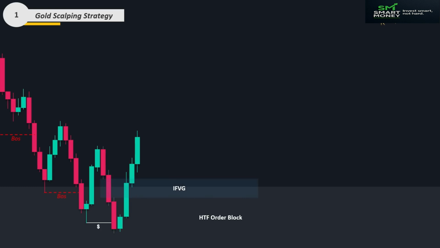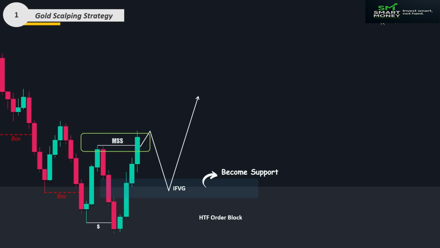Once the IFVG forms, it often acts as a new support level, providing a strong area for a potential buy entry. And if a market structure shift occurs at the same time, it adds another powerful layer of confluence, making the setup even more reliable.